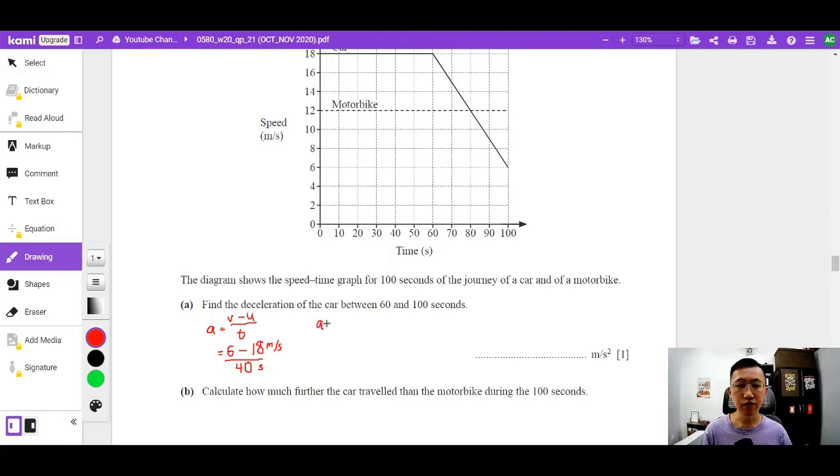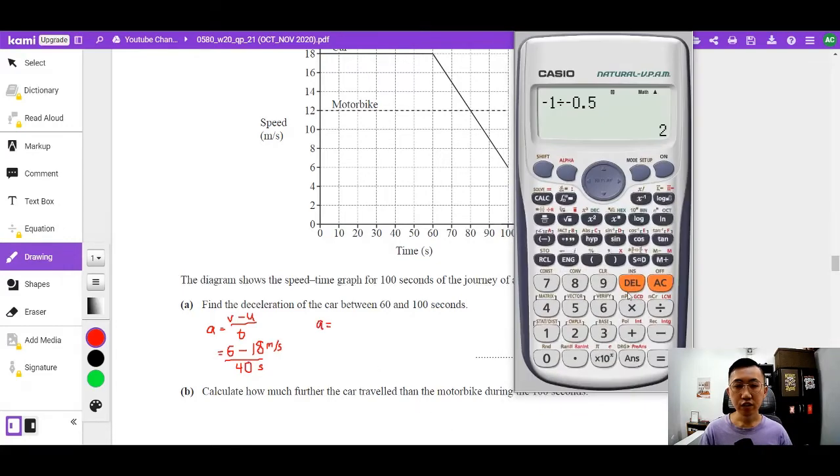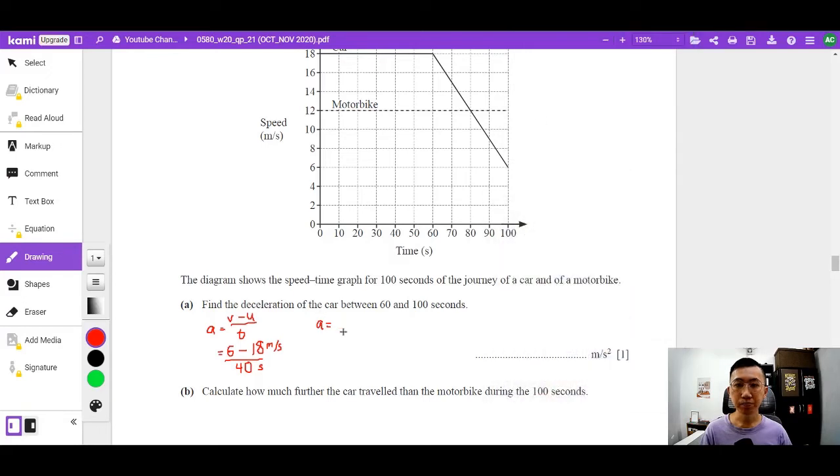Continue to solve. So here you have to use calculator. 6 minus 18 first. Divided by 40. Divided by 40. So change it to this one, negative 0.3. Negative 0.3. The unit is meter per second square.